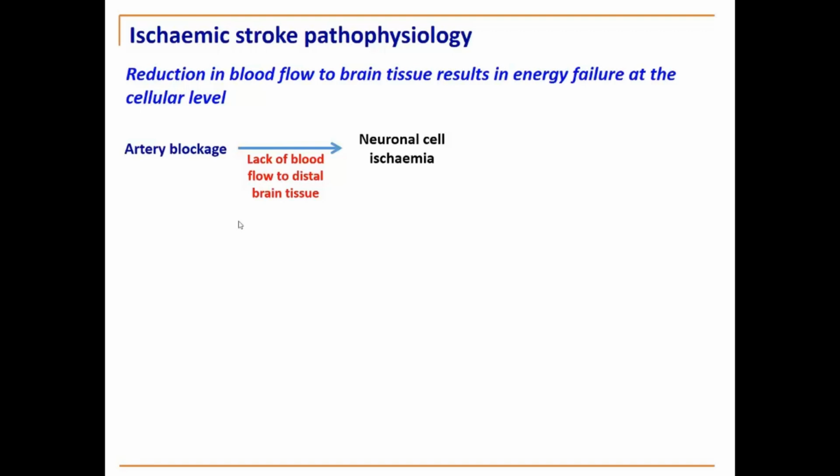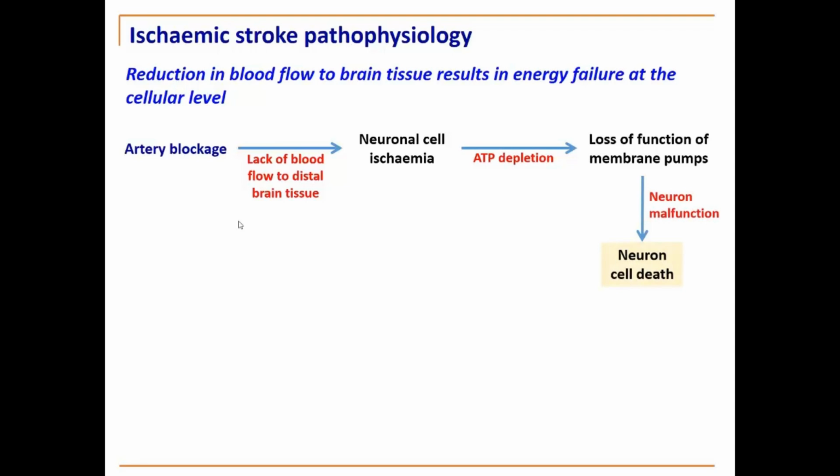You start to get neuronal cell ischemia, you start to not have enough energy, enough ATP, so your pumps no longer work, your sodium-potassium pump to maintain the electrical gradient within the neurons. And if they're not working, of course, you get neuron malfunction, and therefore that leads to neuronal cell death. At the same time, that neuronal cell ischemia leads to the buildup of toxins and acids, such as lactic acid, which damages the cells, leading to neuronal cell death.